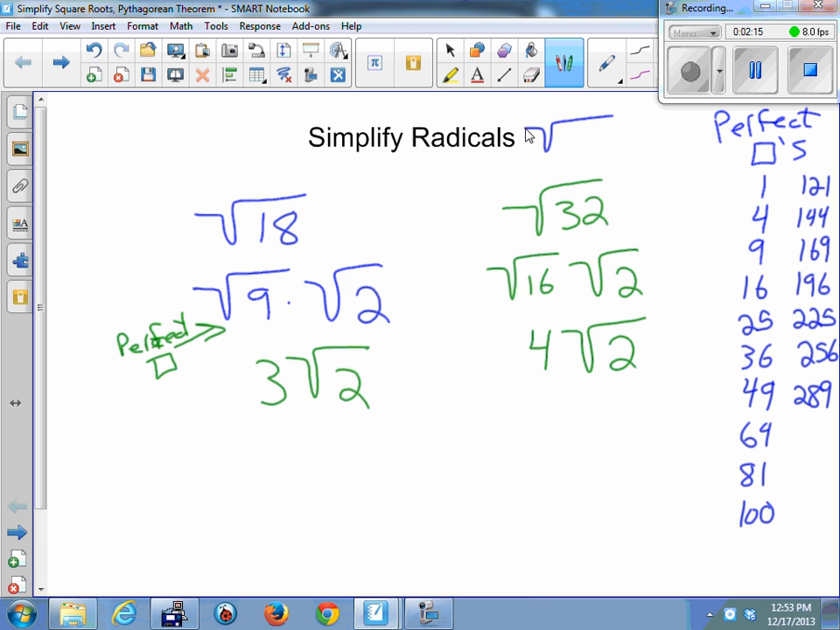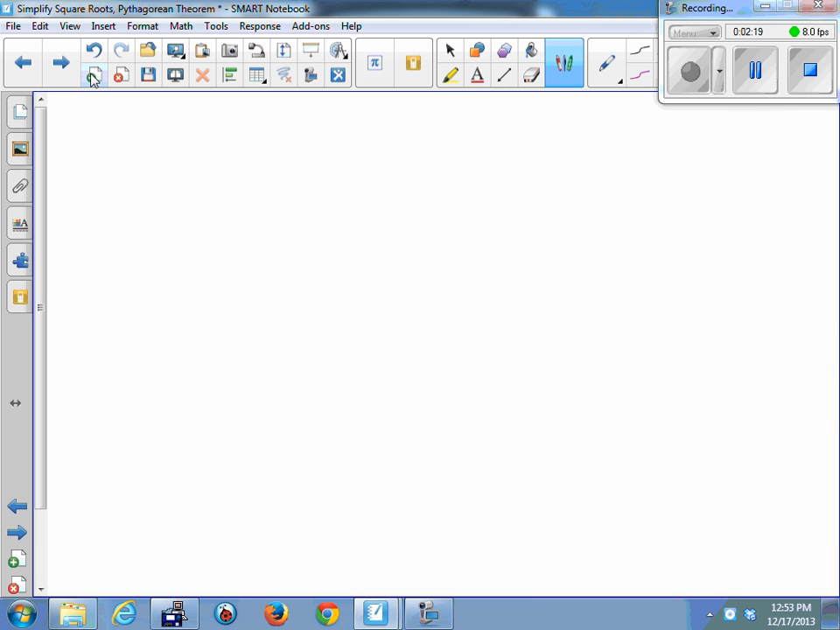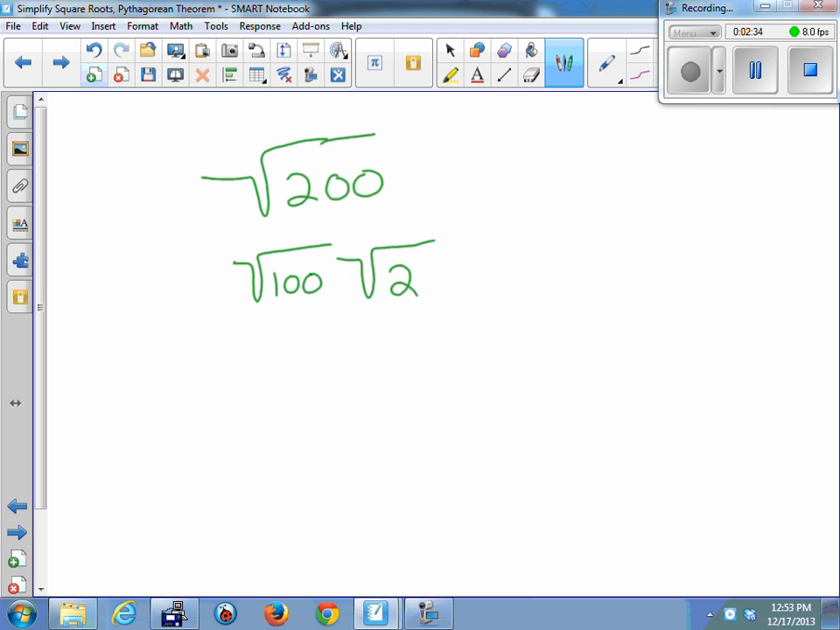Let's do just a couple more, and then we'll get into more complicated ones. We have the square root of 200. We're looking for those perfect squares. It ends up being 100 times 2, which gives us 200, and the square root of 100 is 10. We're left with the square root of 2.